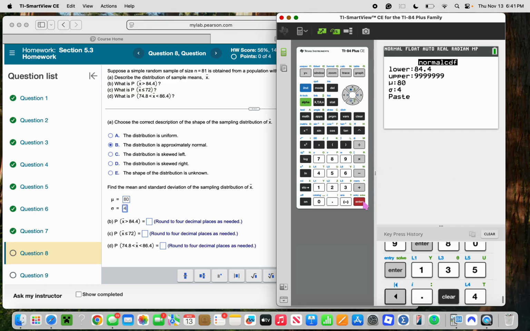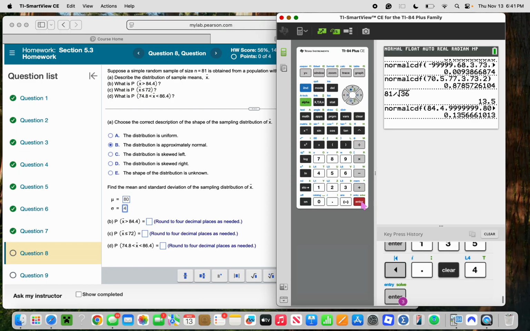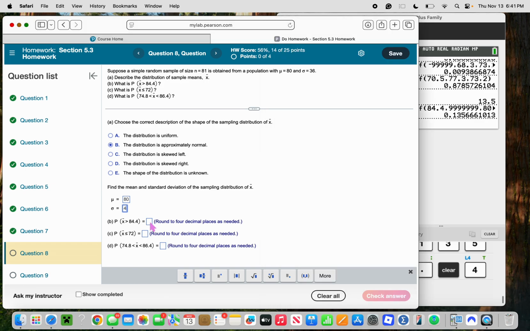So then, almost 13.6%. And the 6 after rounds it up to a 7. The spread of this data 3 standard deviations away would be 12 to the left, 12 to the right, because 4 times 3 is 12. So we're looking at 68 to 92. That's going to be 99.7% of our samples that fall within that range.